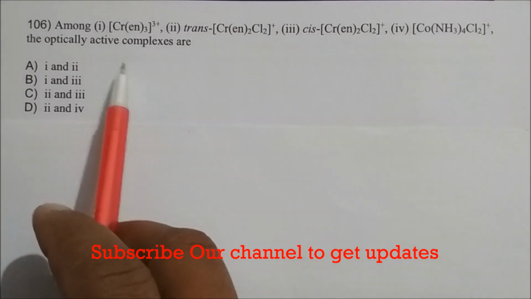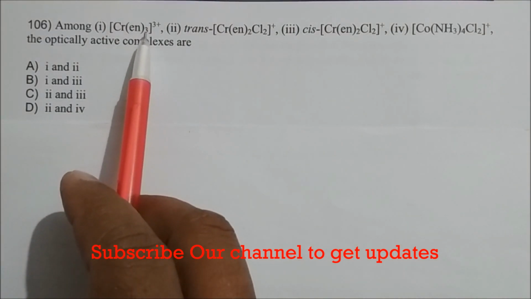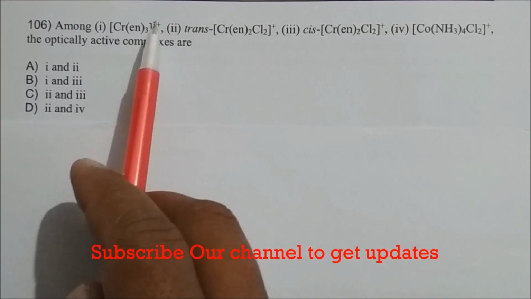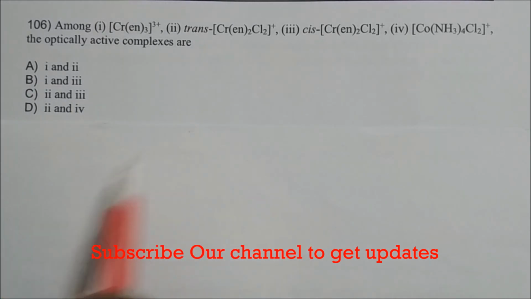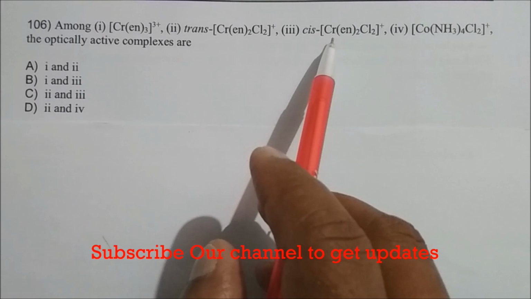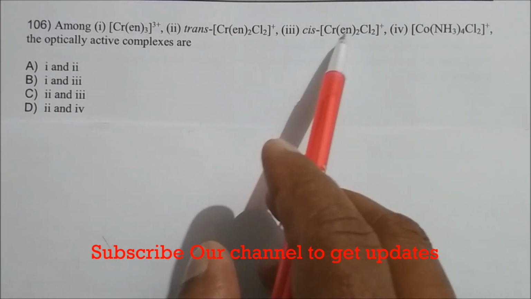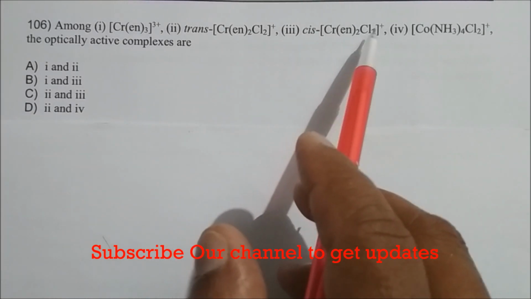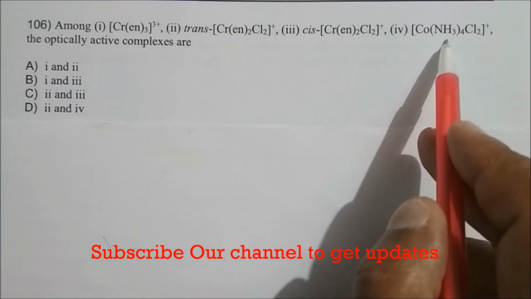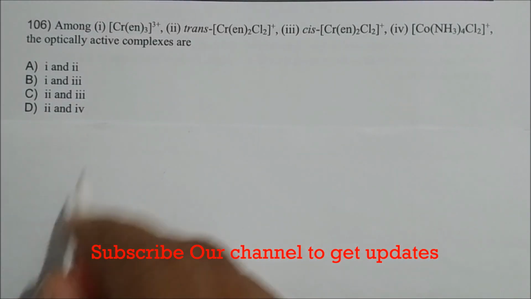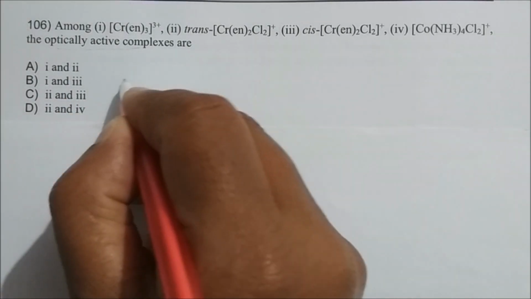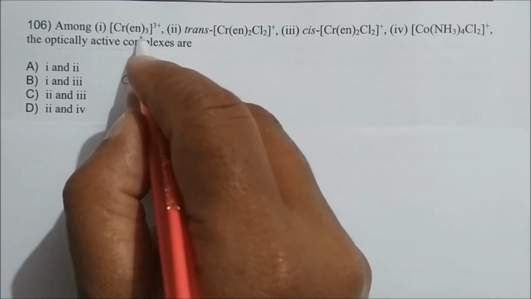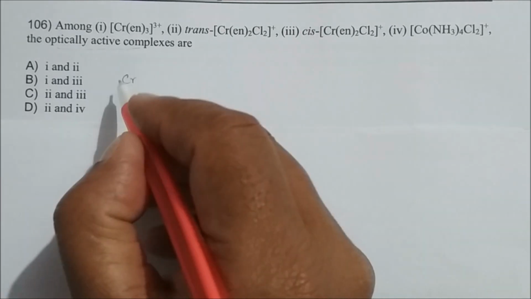Among the complexes, Cr(en) tripositive, trans [Cr(en)2Cl2] is there, with 2 en. Again en is ethylene diamine, 2 Cl is there, and ammonia is 4 and Cl2 is 2. So we have to draw the structure to find the optically active complex. Cr is the central atom, and this is ethylene diamine. So we can draw structures.